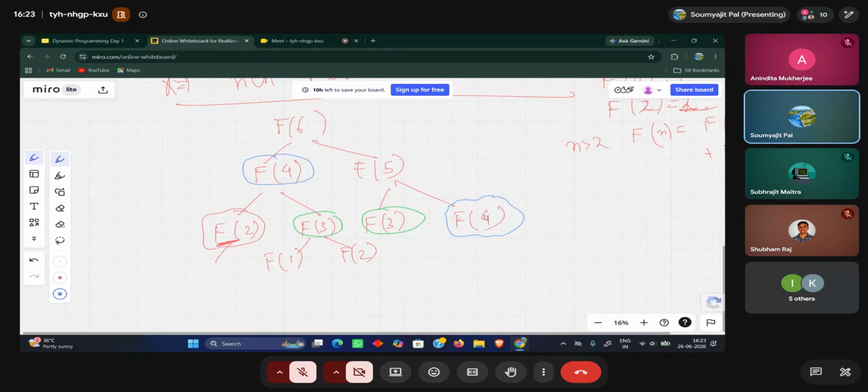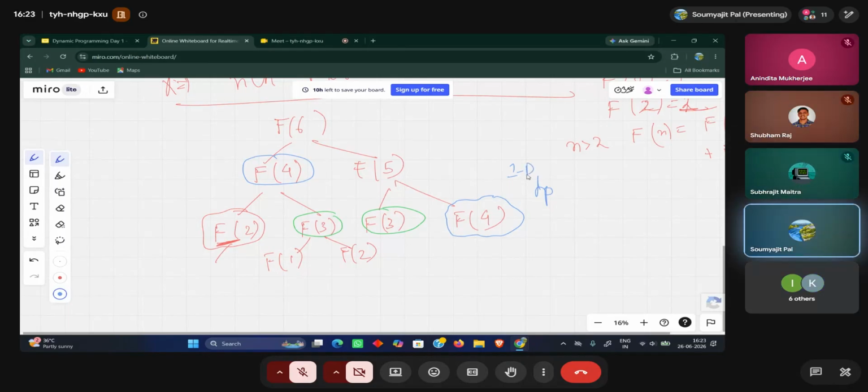So this data structure, I will call it DP. It is 1D DP. Its indices are 1, 2, 3, 4, 5, 6. So the ith index denotes the value of the ith Fibonacci number.